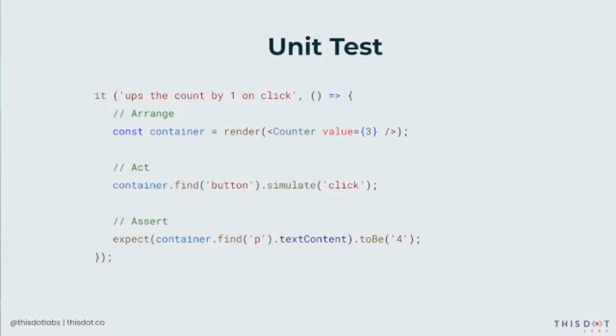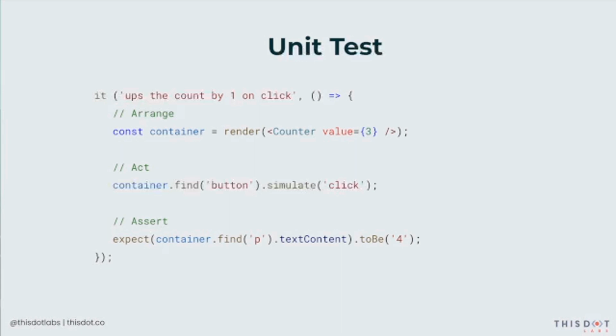And then we're going to arrange our test here. So we get a render function, which is exported by a testing library. It can have different names, but typically it's render or mount. And we're going to pass in our JSX, which is just our counter component here with an initial value of 3. We get a container from it, which is our working space. And we can find our button within that container.